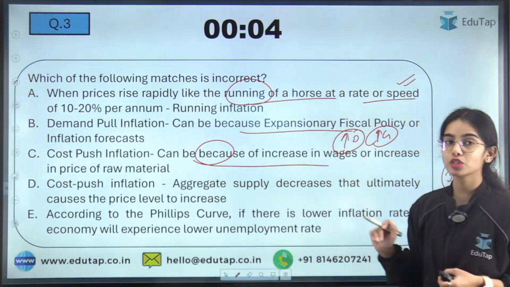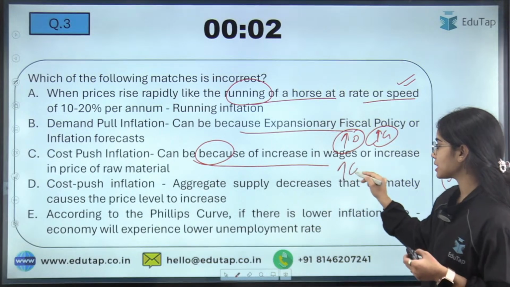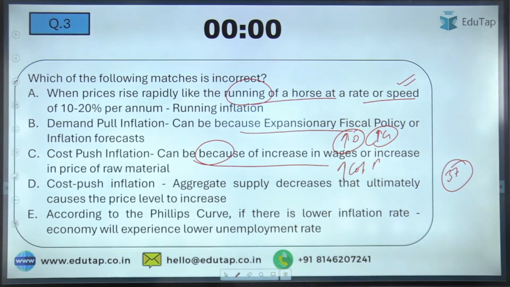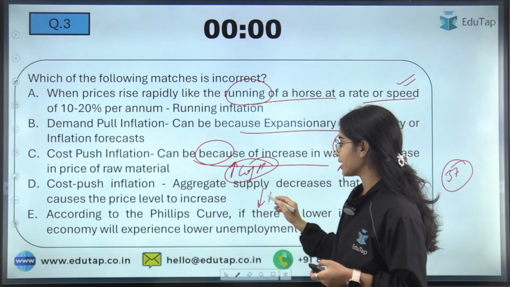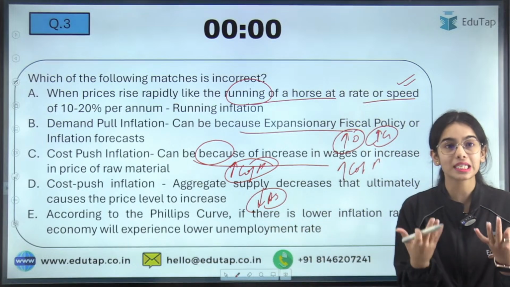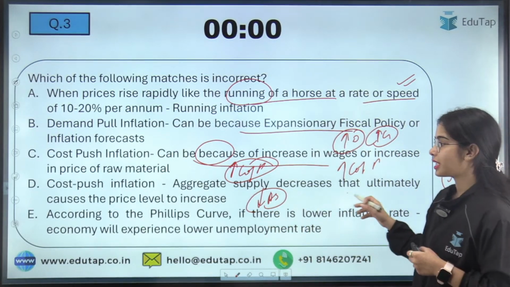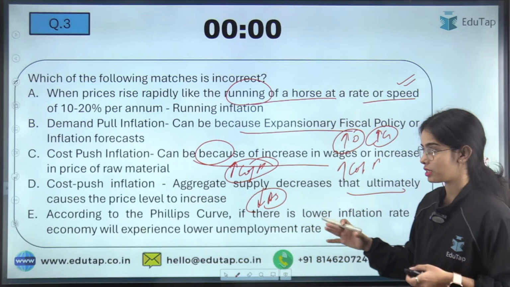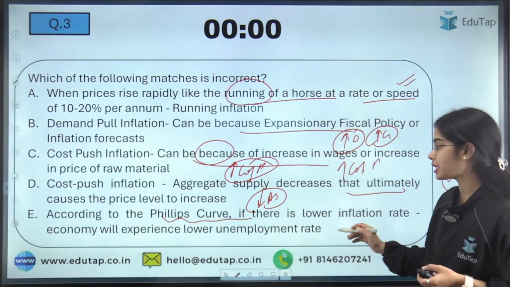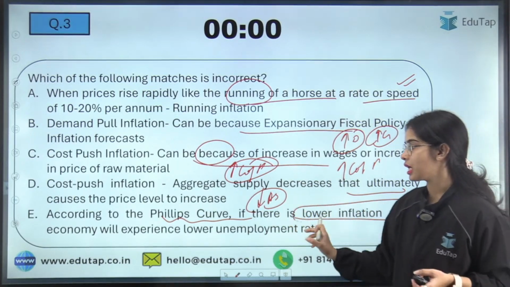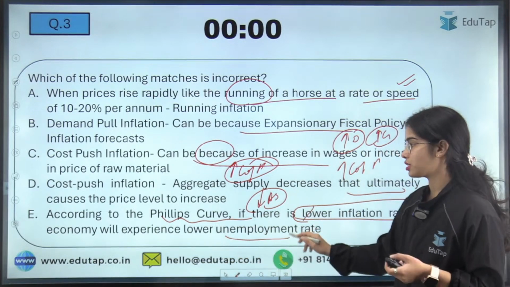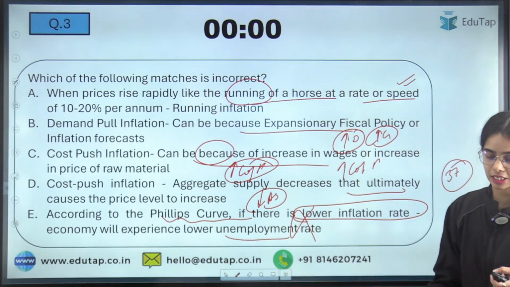Cost push inflation is because of the cost of production. If the cost of production is increasing, that means wages are increasing, or there is an increase in the price of raw material, that causes cost push inflation. With the increase in the cost of production, aggregate supply decreases, which ultimately leads to an increase in prices. So this is correct. According to the Phillips curve, there is an inverse relationship between inflation rate and unemployment rate. So when the inflation rate is decreasing, the unemployment rate will increase. So this is wrong. Although the other statements are correct, only the E statement is wrong.